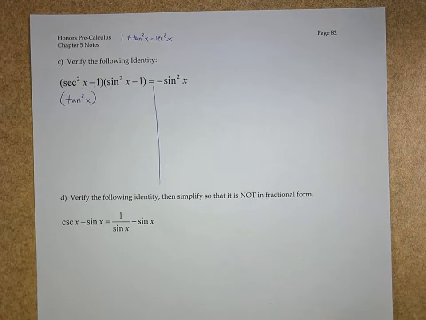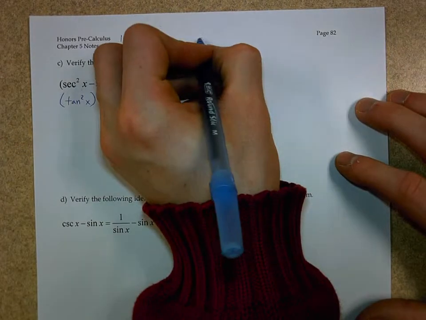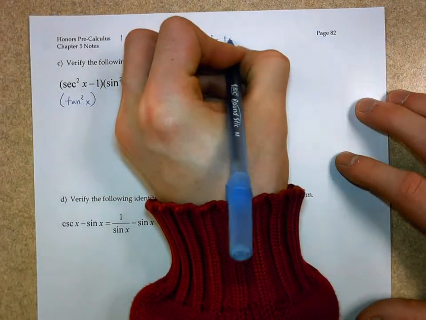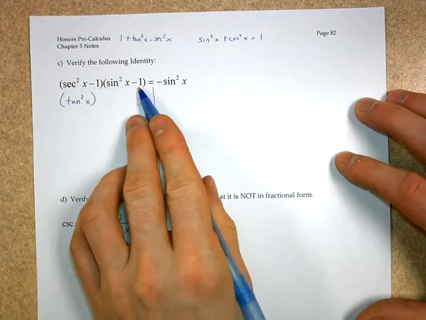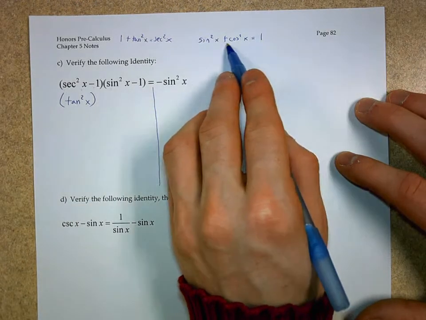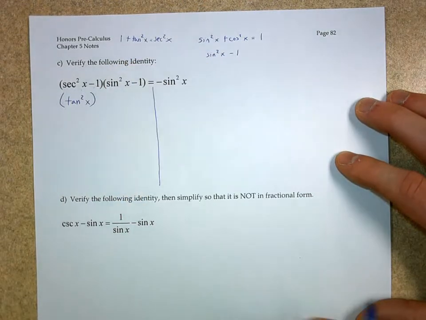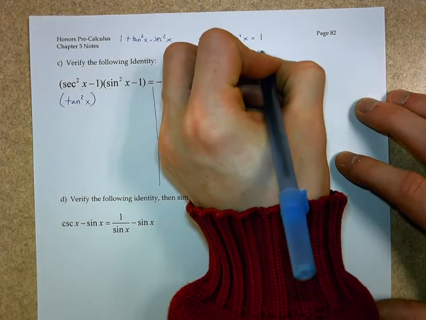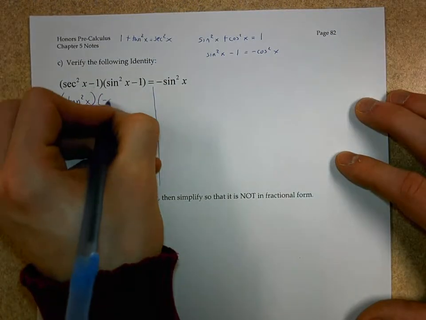The second equation is very similar to that. That's sine squared of x minus 1. Originally, it was sine squared of x plus cosine squared of x is equal to 1. I want to get the negative 1 with a positive sign, so I'd move the 1 over here, which gives me sine squared of x minus 1, which then means the cosine squared has to be moved to the other side, which makes it a negative cosine.